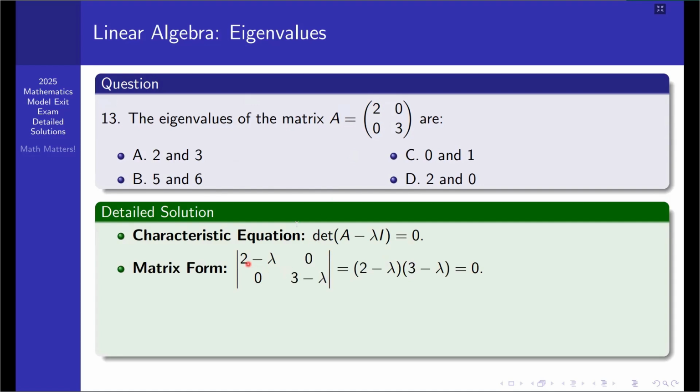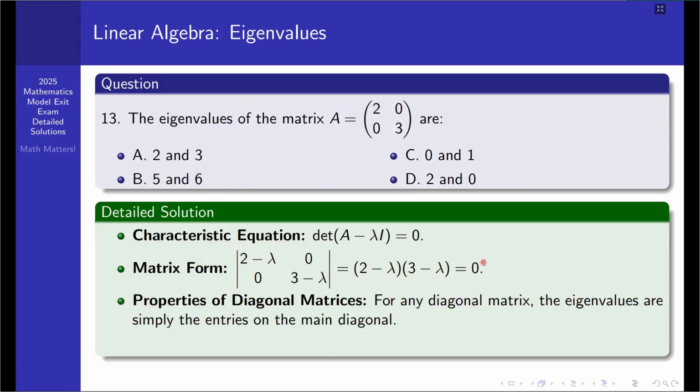The characteristic equation would be (2 minus lambda) times (3 minus lambda) equal to 0. Since it is a diagonal matrix, for any diagonal matrix, the eigenvalues are simply the entries on the main diagonal, so the diagonal elements are 2 and 3. Therefore, the eigenvalues are lambda 1 equal to 2 and lambda 2 equal to 3.